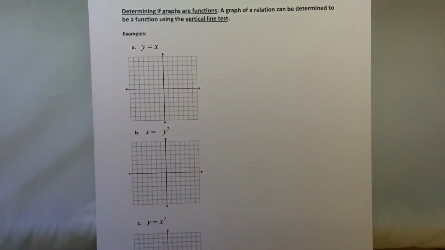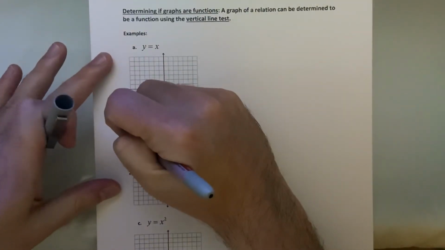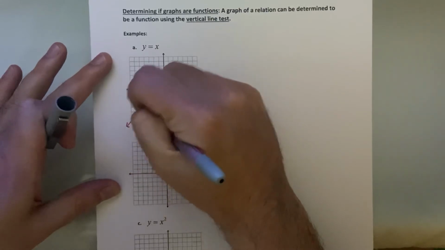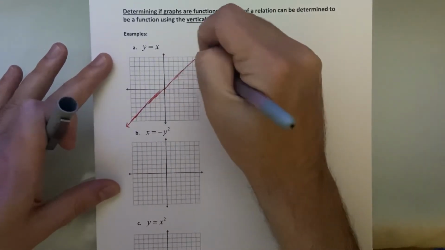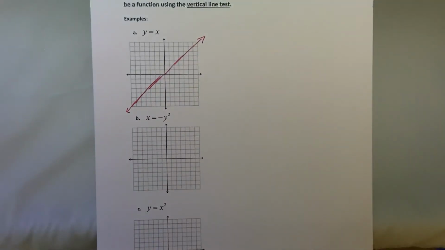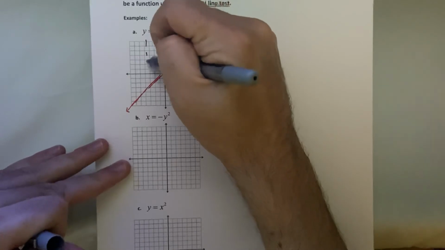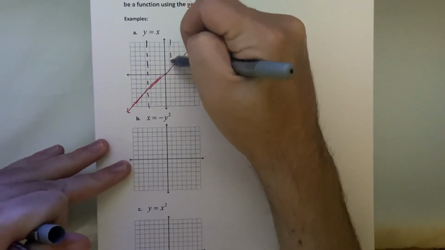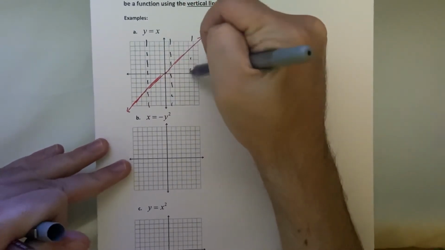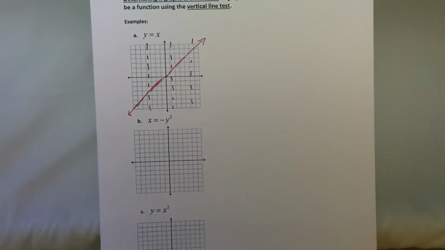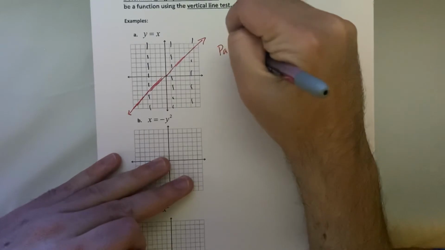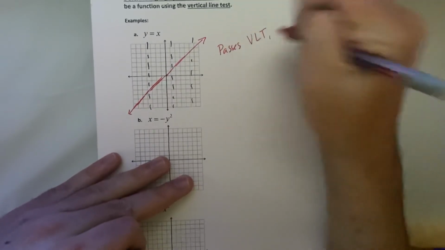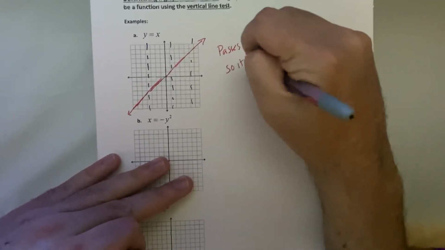So we have the equation y equals x, which is a diagonal line through the origin, if I can draw properly. Now, is this thing going to pass the vertical line test? That means if I drop a vertical line anywhere, is it only going to touch the function at most one time? It looks like yes, and generally for linears, it is true. It passes the vertical line test, so it is a function.